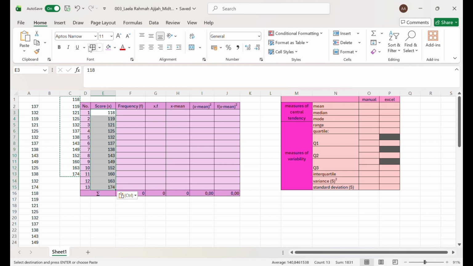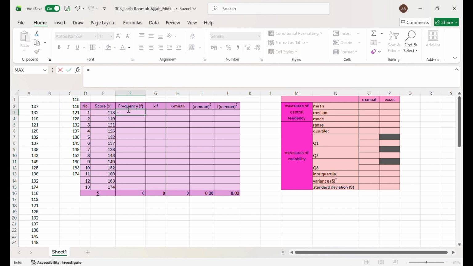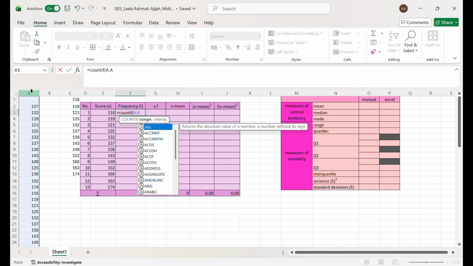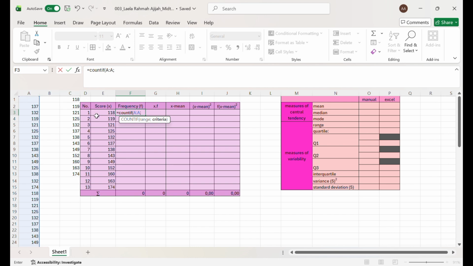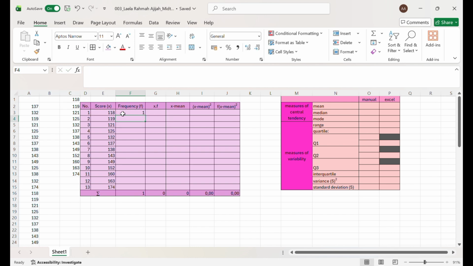Then you can find the frequency by using COUNTIF. Block all the original data and follow the Excel rules by using a semicolon, and the criteria is the score. Enter, and you can pull the data down by using the plus, black sign.